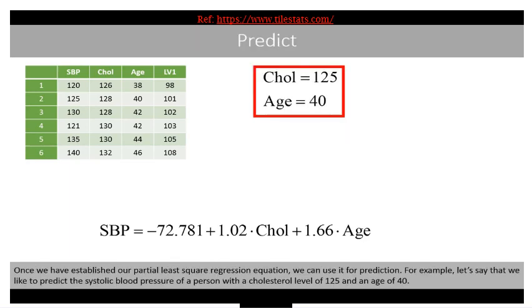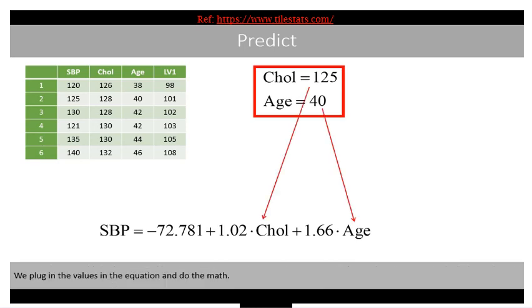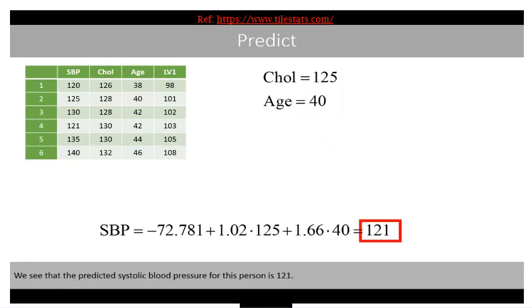Once we have established our partial least square regression equation, we can use it for prediction. For example, let's say that we would like to predict the systolic blood pressure of a person with a cholesterol level of 125 and an age of 40. We plug in the values in the equation and do the math. We see that the predicted systolic blood pressure for this person is 121.